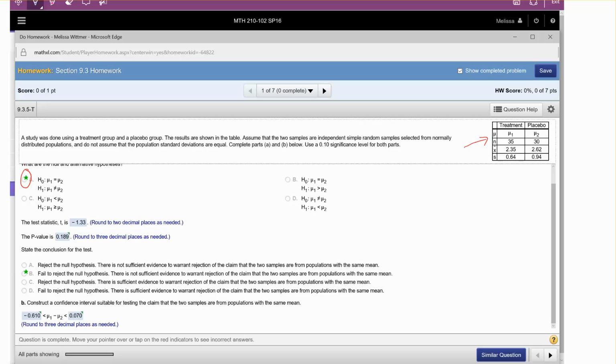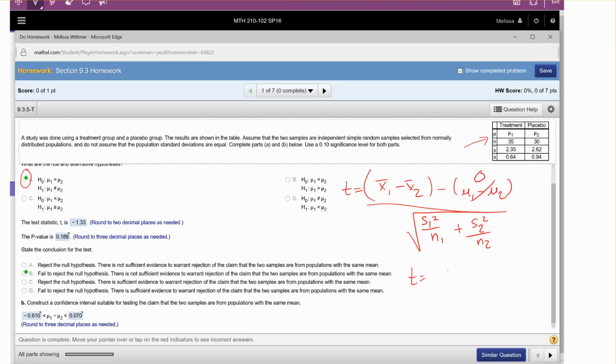The test statistic can be calculated by hand, so I'll show you how to do that. It is sample mean 1 minus sample mean 2, minus claim mean 1 minus claim mean 2, which always equals 0, divided by the square root of sample standard deviation 1 squared over n1 plus sample standard deviation 2 squared over n2. Using the data we have here, it would be 2.35 minus 2.62 divided by the square root of 0.64 squared over 35 plus 0.94 squared divided by 30. Enter this calculation in. It wants you to round to 2 decimal places, so this calculation gives you negative 1.33.